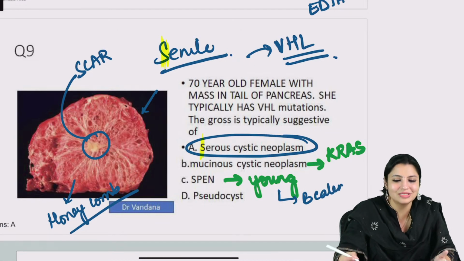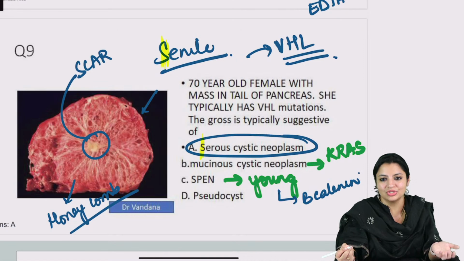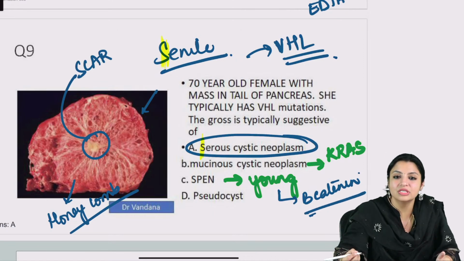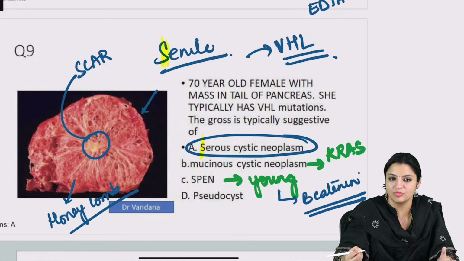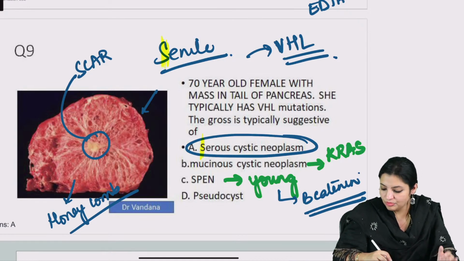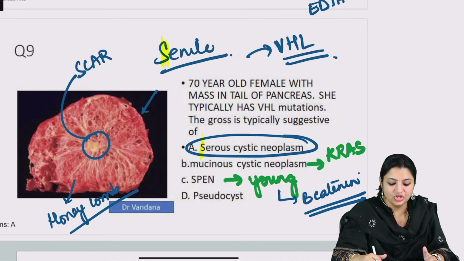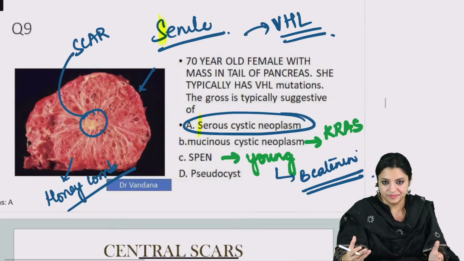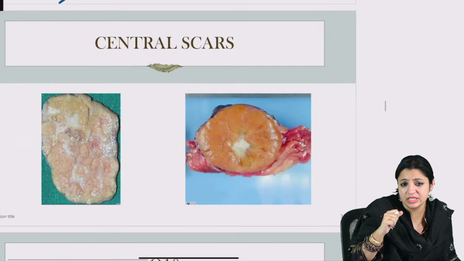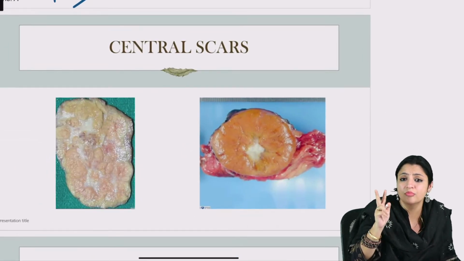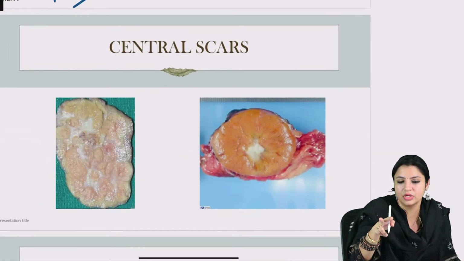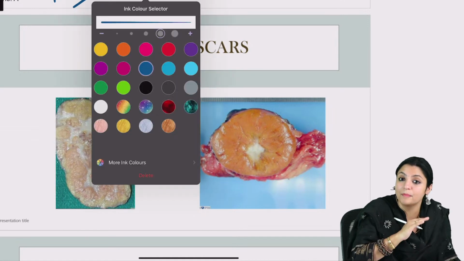And pseudocyst is just by trauma or something, and no mutation is associated with it. So these are pancreatic neoplasms in a gist, which you should remember at this point. Also at the outset, you should remember a very important question. They ask you: which are the lesions with central scars? Apart from serous cystic tumors, you should remember two more lesions which have a central scar. There can be more, but these two are a must to remember.